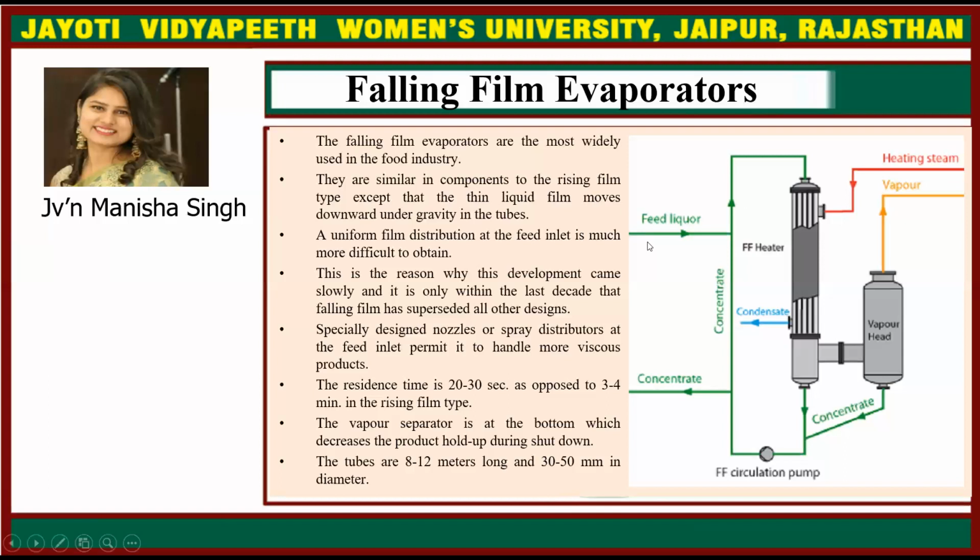In this figure, you can easily see the feed liquor enters the heat exchanger from this side, then falls downwards. Then there is a circulation pump which pumps the concentrate, which has a high viscosity, and then the feed is outside. From here there is a heating system with heating steam, and this is the vapor head, which extracts the vapor and separates the vapors.